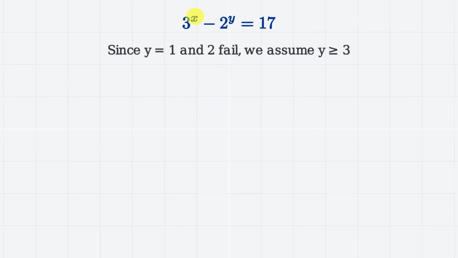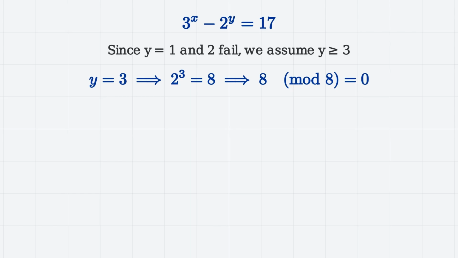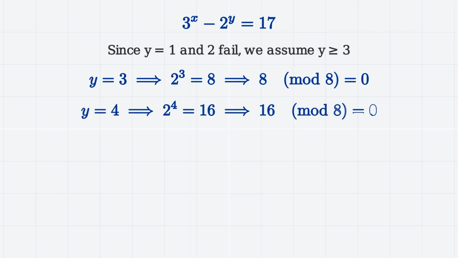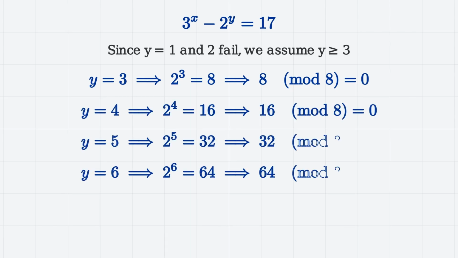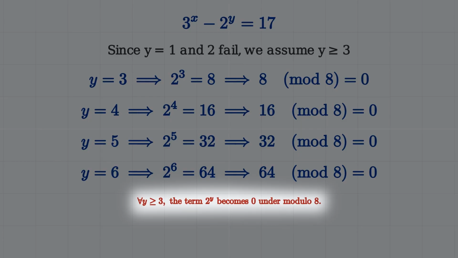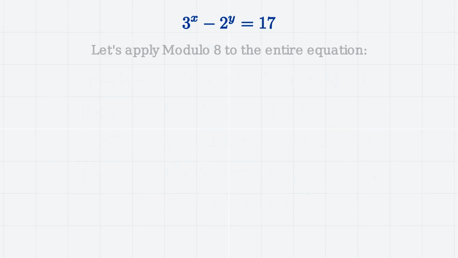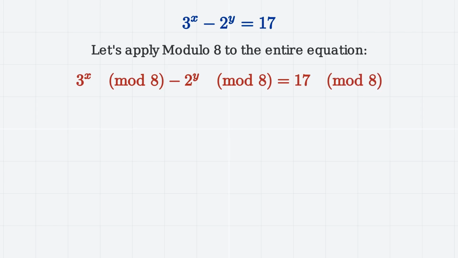To untangle x from y, we need to set 2 to the power y as 0. But how can you do that? Isn't that impossible? The trick, ladies and gentlemen, is taking modulo 8 on both sides. All 2 to the power y terms are perfectly divisible by 8. Once you digest this trick, you can unlock many hard number theory problems.